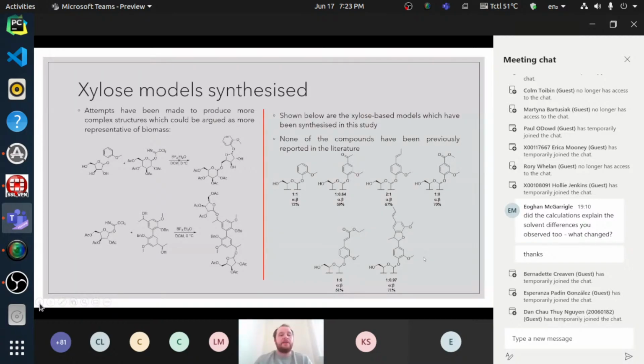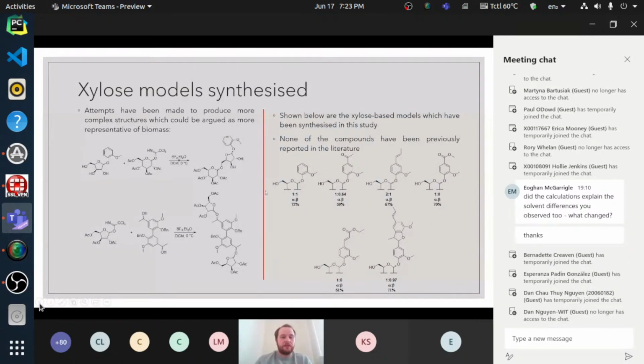If we look at the left-hand side now of this slide, we wanted to try and produce a sort of artificial section of biomass. So we took this glucose trichloroacetamidate tetraacetate, and we tried to link it through the C5 of xylose using the same conditions, the boron trifluoride diethyl etherate, to produce this sort of artificial cellulose, hemicellulose, lignin kind of motif. I thought that would be quite nice.